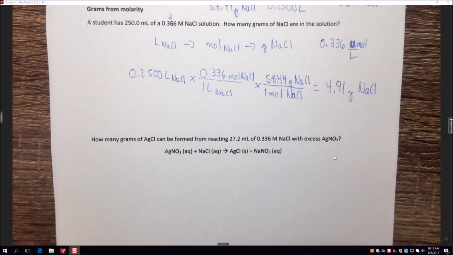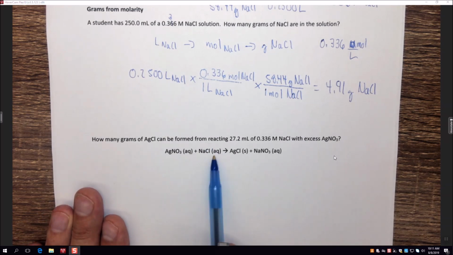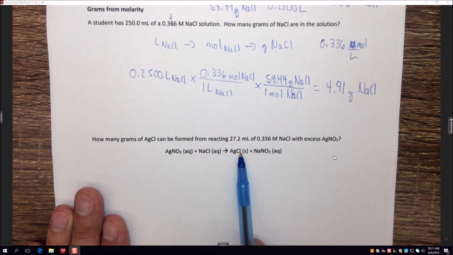And we're asked for how much of it we can form. Well, in this case, we need to find moles of NaCl that we have present. Then we can use the balanced chemical equation to find moles of AgCl, and then we can use the molar mass of AgCl to find the grams of AgCl.